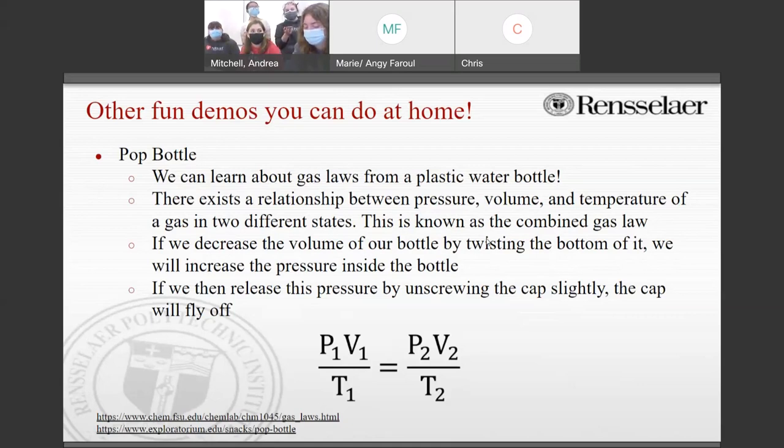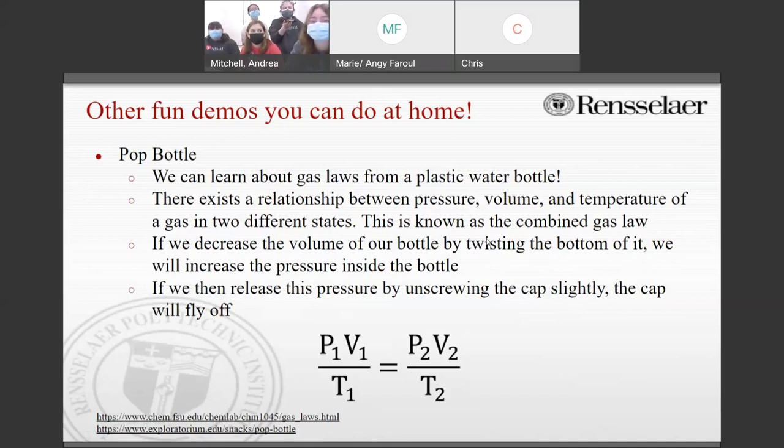But we can learn about gas laws. So this is another fun demo you can do, not in your house, but outside and with a parent's permission. We can learn about gas laws from a plastic water bottle, which is pretty cool, because they're common everyday objects.